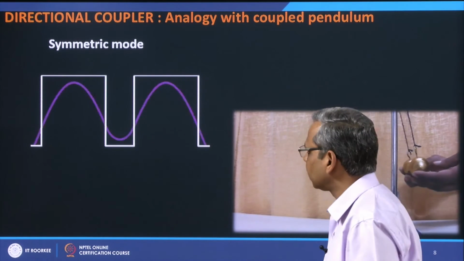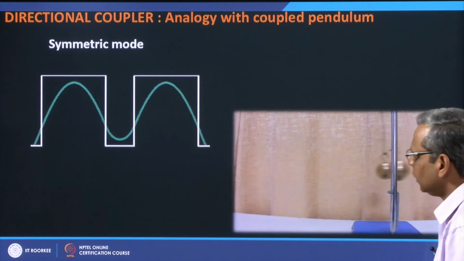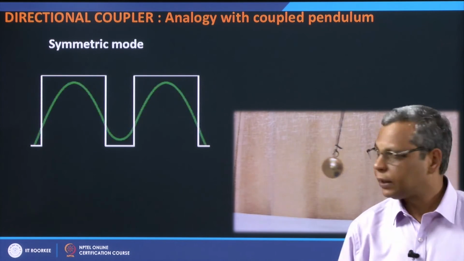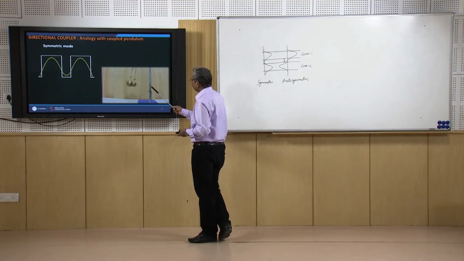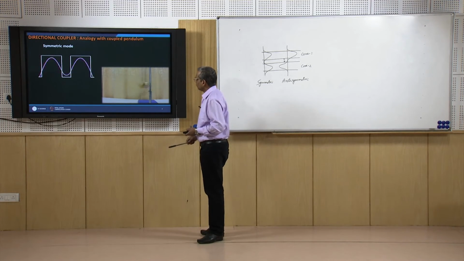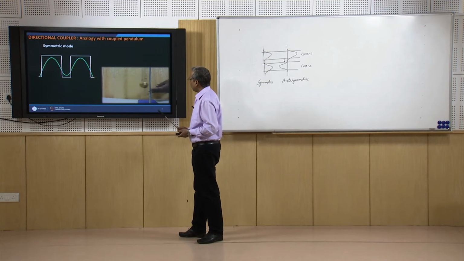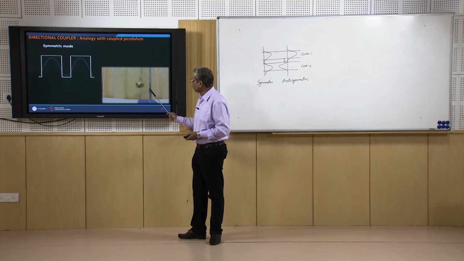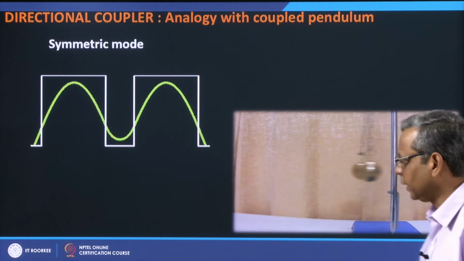So, this is the field distribution at different lengths of the fiber. As the color changes, it means the length is changing. So, I am changing the length, but it retains its shape. So, the symmetric mode retains its shape, and this is equivalent to the coupled pendulum when these two bobs are moving together and they keep on doing like this. So, this is the symmetric state of the coupled pendulum, this is the symmetric normal mode of the directional coupler.